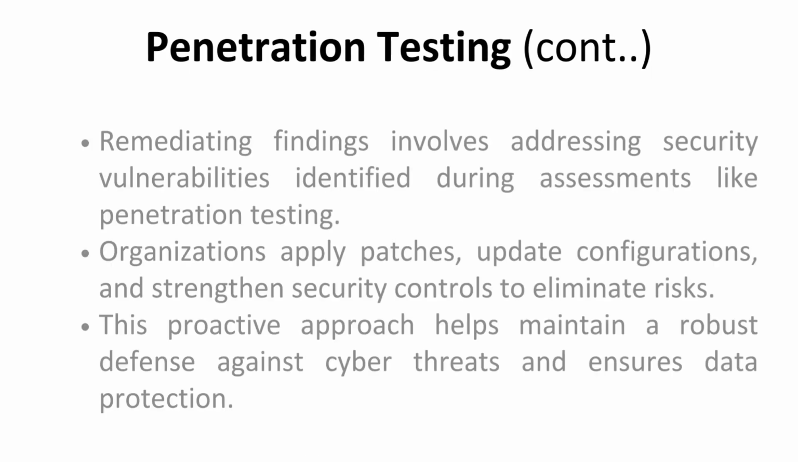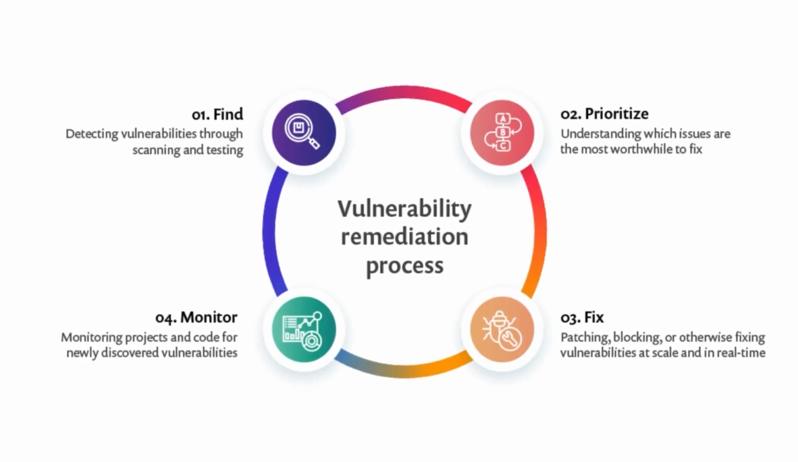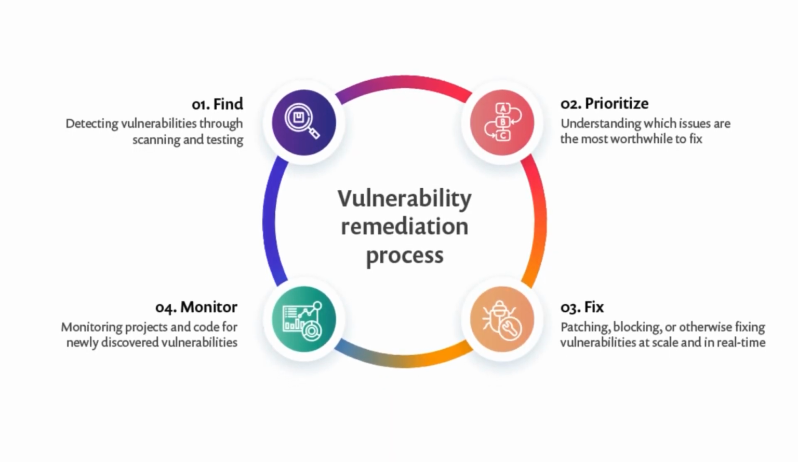Remediating findings involves addressing security vulnerabilities identified during assessments like penetration testing. Organizations apply patches, update configurations, and strengthen security controls to eliminate risks. This proactive approach helps maintain a robust defense against cyber threats and ensures data protection. So here are the steps: first find, second prioritize, third fix, and fourth monitor. So these are the vulnerability remediation process.